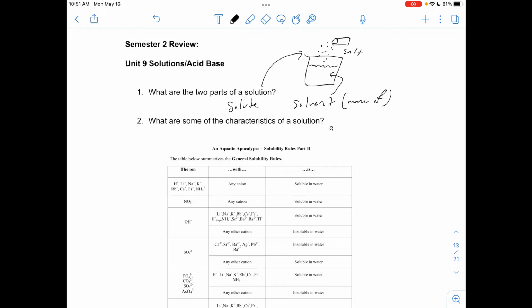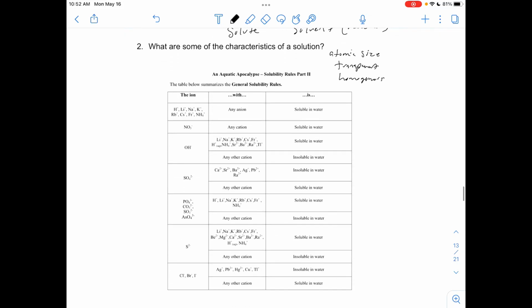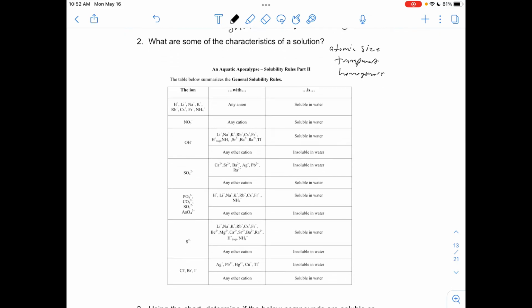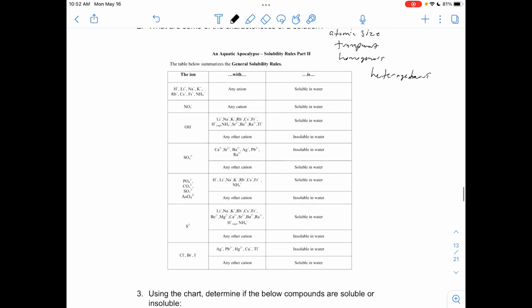Characteristics of a solution: the particles are atomic size, so it is transparent. You can see right through it because the particles are so small. And it is homogeneous, which means that it's all one layer of stuff. You don't have things floating around in it, as opposed to heterogeneous, like for example dirt and water, or sand and water, or oil and water, where there are two layers, two things that don't mix together.